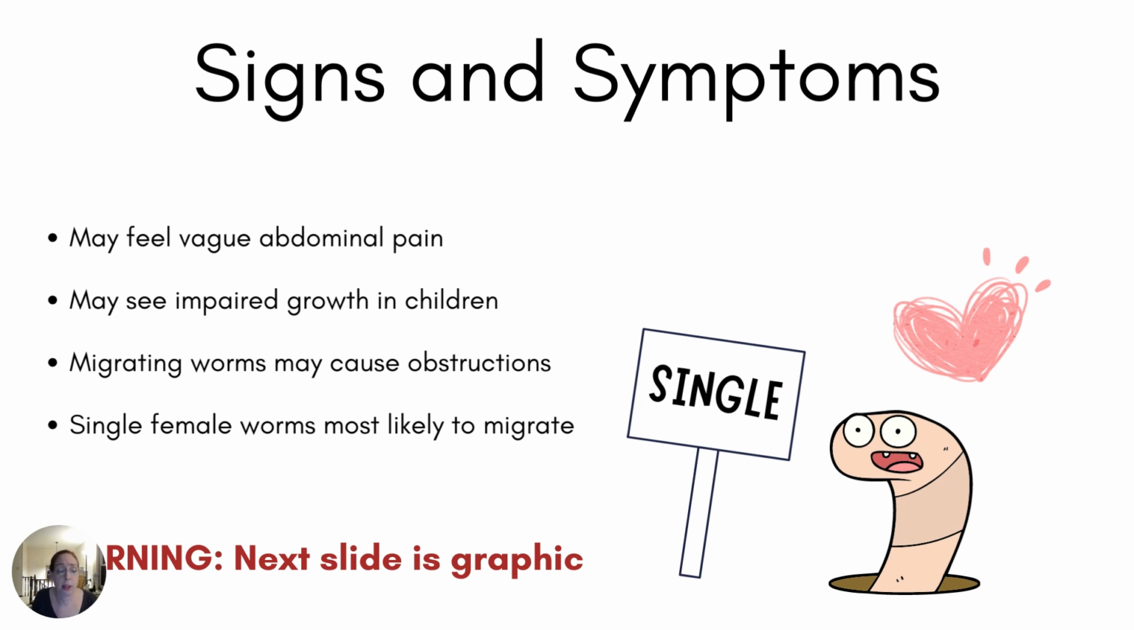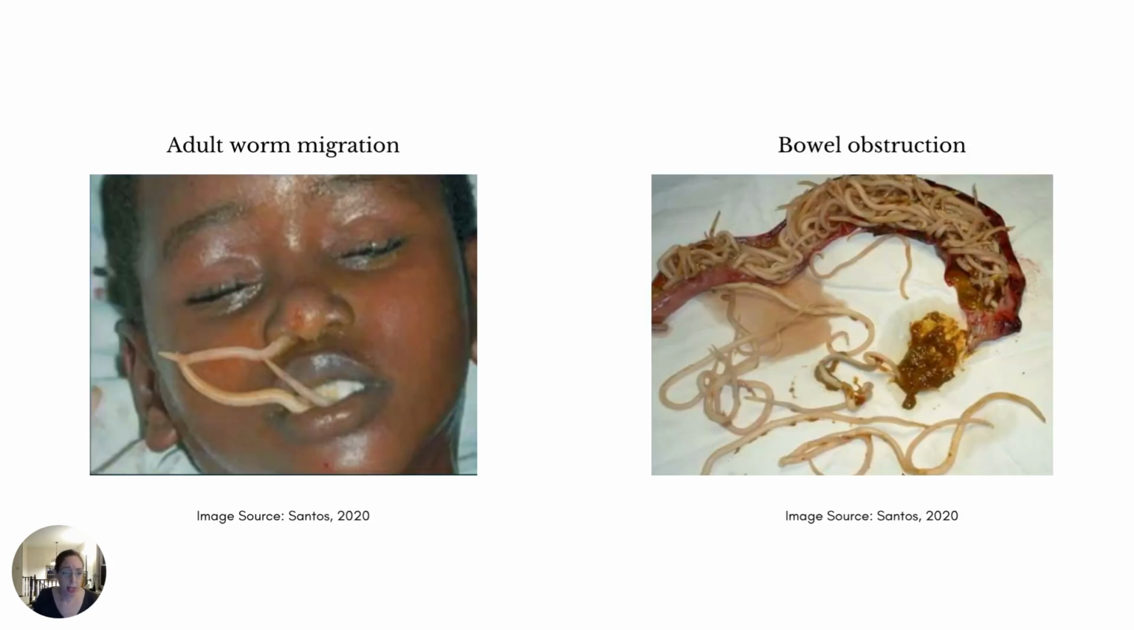So I want to warn you right now that I am going to show some pictures of this, and it is a little bit graphic. All right, so we can see the adult worm migration tends to happen when somebody is asleep. And we can see that in this case, the female worms have attempted to leave through the nostrils and the mouth.